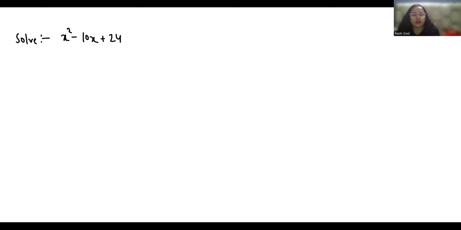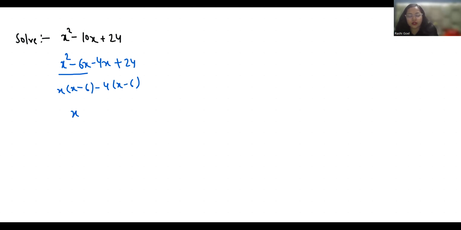So we can write this negative 10x as negative 6x, negative 4x. Negative 6 plus negative 4 is negative 10, and 6 times 4 is 24. Now from the first two terms, if I take x as common, we get x minus 6, and from the next two terms, if I take negative 4 as common, we get x minus 6. Now taking x minus 6 as common, we get x minus 4. So the two factors are x minus 6 and x minus 4.